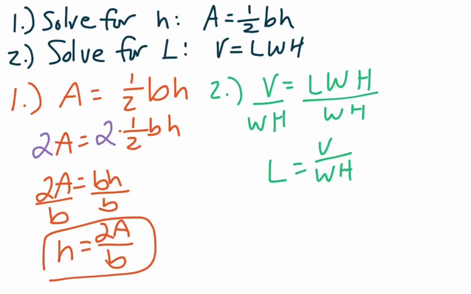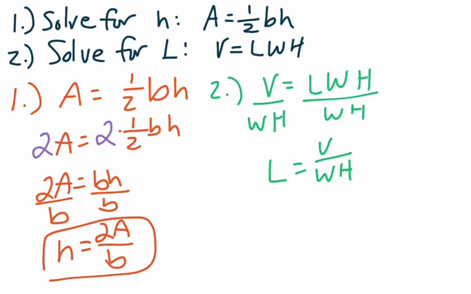For the second one, if we want to get L by itself, then we need to divide by W and H. Some of my students will ask me sometimes, can you divide by them both at the same time, or do you have to do it separately? I would do them both at the same time. Otherwise, you end up with some really nasty looking fractions. So if you tried to do it one at a time, make sure you study what this looks like and make sure you know that you can do them both at the same time.